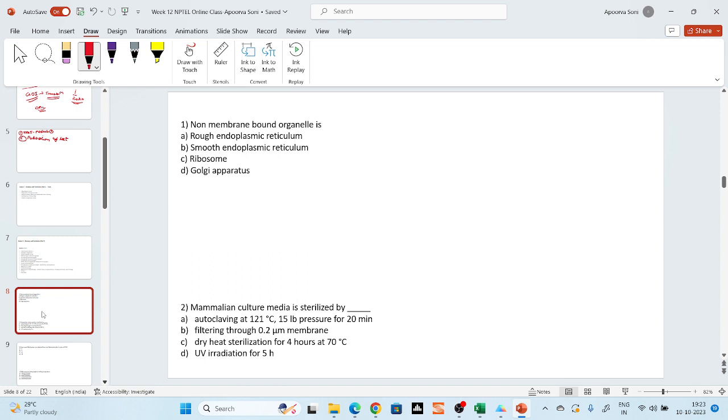Which amongst the following is a non-membrane bound organelle: rough endoplasmic reticulum, smooth endoplasmic reticulum, ribosome, or Golgi apparatus? Ribosome. Correct answer. Then, mammalian culture media is sterilized by autoclaving, filtering, dry heat, or UV irradiation.